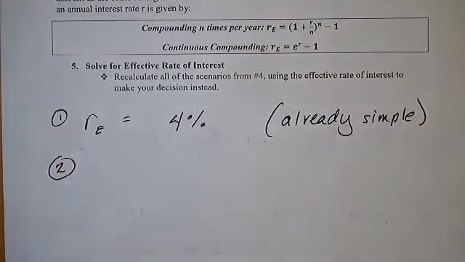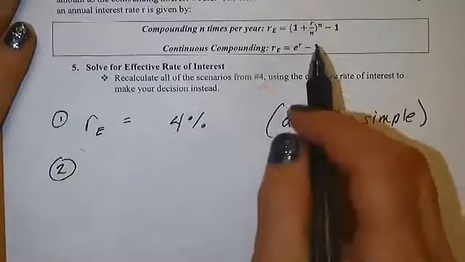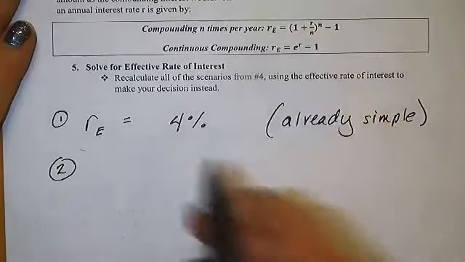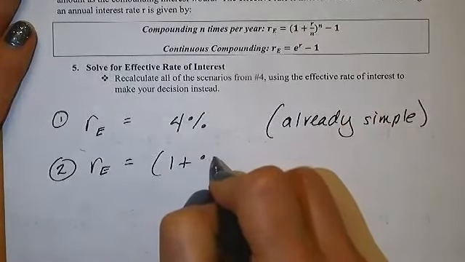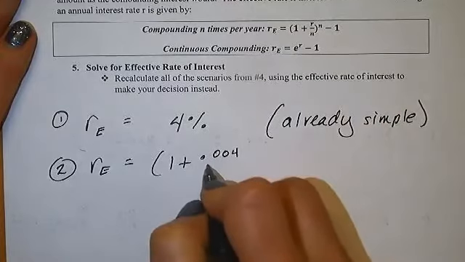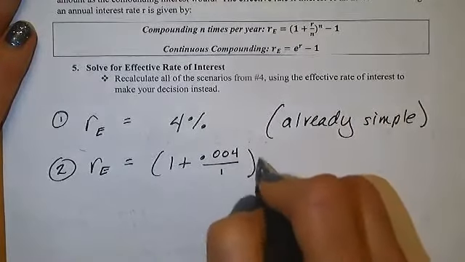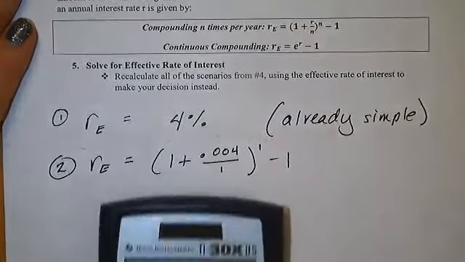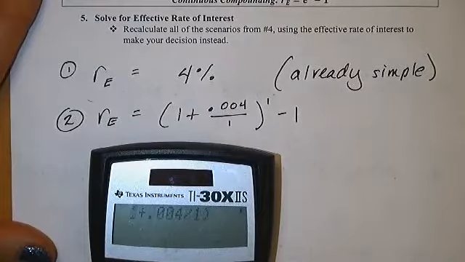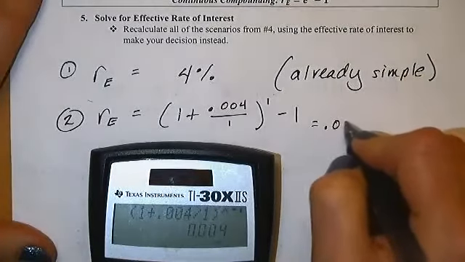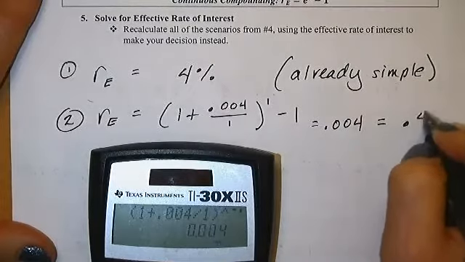Now the second one is compounding interest, so we will have to convert it. We'll use this formula up here to convert it back into simple. So the effective rate of interest is going to be 1 plus the interest rate, which was 0.004, over the compounding periods, which was annually. And we're going to put that into my calculator. And you're going to get 0.004, which is equal to 0.4%.